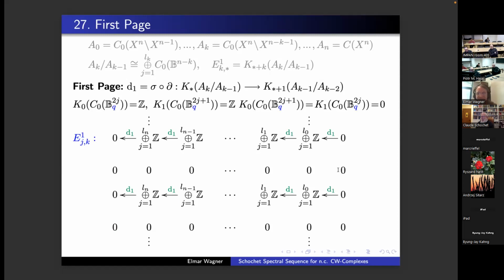Then these are the zeros. So K0 of an open odd-dimensional ball is 0, and K1 of an even-dimensional open disk is 0. So we get zeros here, and then it repeats, but it's a finite strip. That's why it converges so easily.